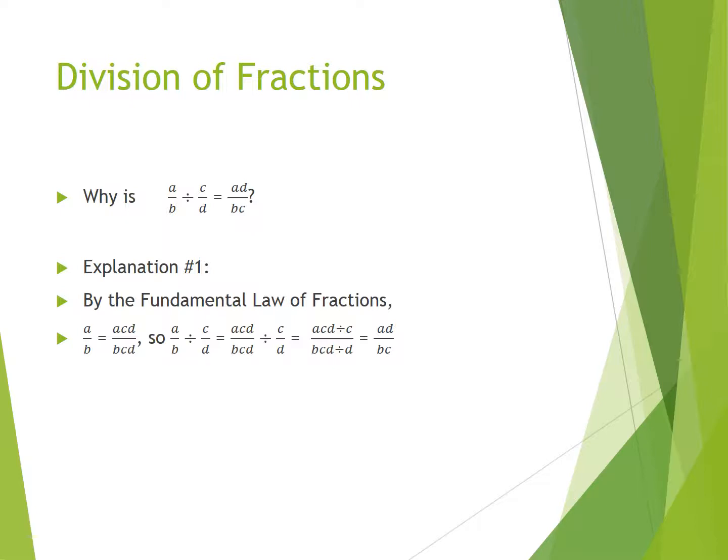So the first one, why is a over b divided by c over d equal to AD over BC? We multiply fractions by multiplying the tops and multiplying the bottoms. So why can't we just divide the tops and divide the bottoms? And the answer is you absolutely can do that. You can divide fractions by dividing the tops and dividing the bottoms.